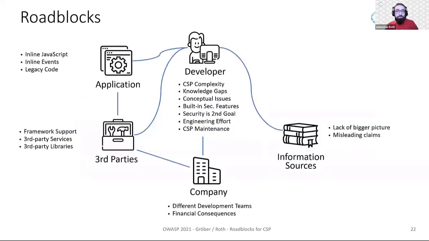Also, the company might have contracts with, for example, certain advertisement vendors. So the developer cannot freely choose which third parties can be used in the application. But are third parties really such a problem to CSP?